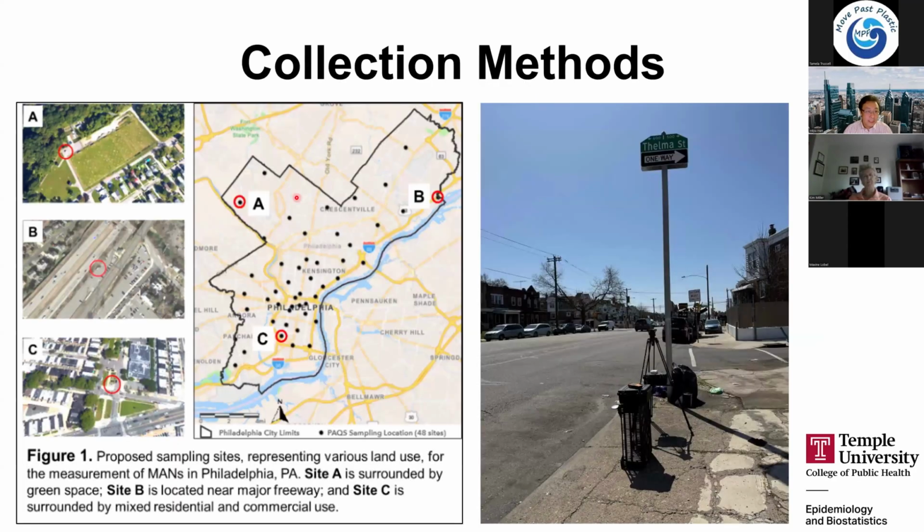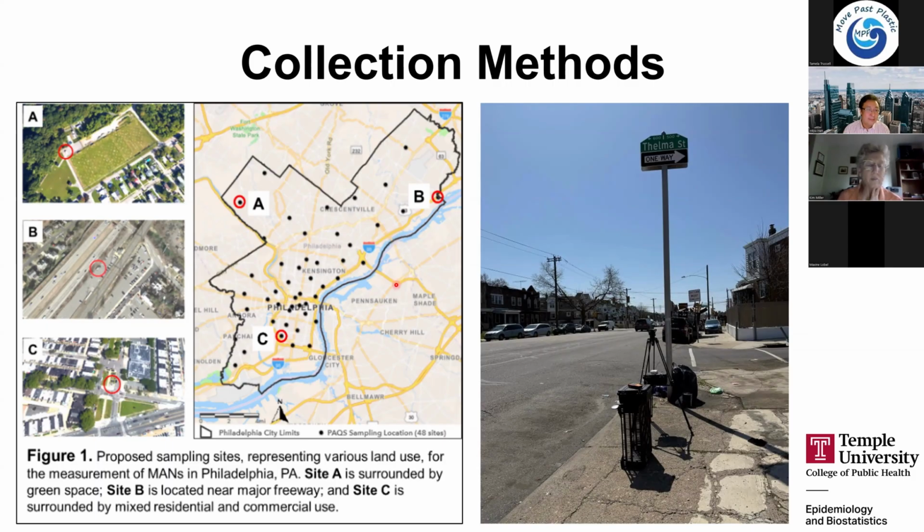So as you see on this slide, on the left side, this is the map of Philadelphia. As you see in the scale on the bottom, the distance from the west end to the east end is probably less than 6 miles. And this is how Philadelphia looks. And each dot is one of our proposed sampling locations to collect airborne microplastics across 2 years.